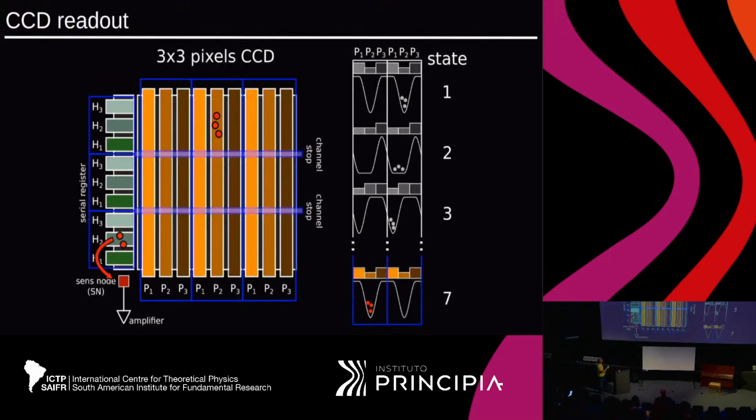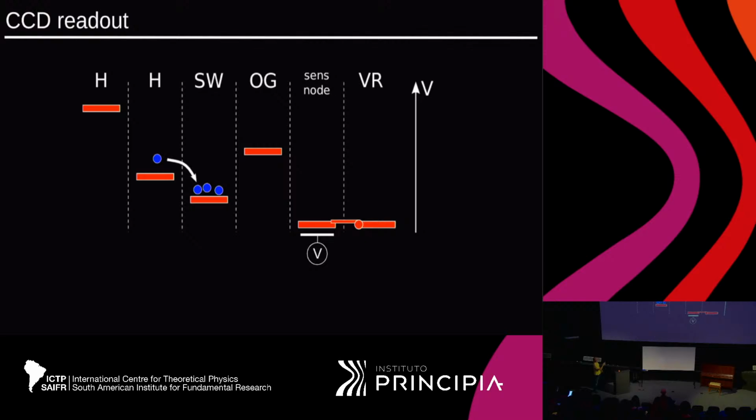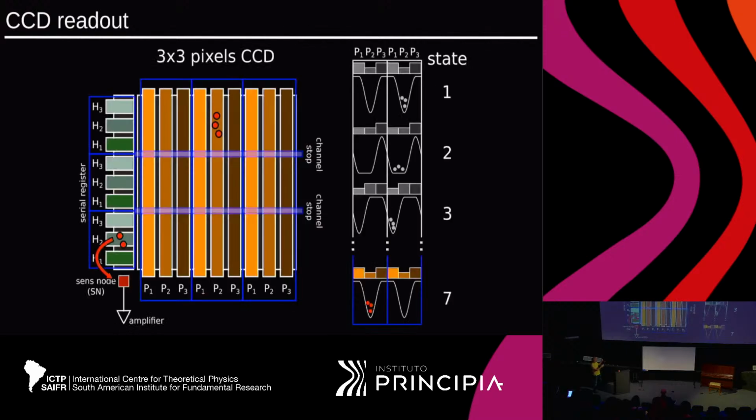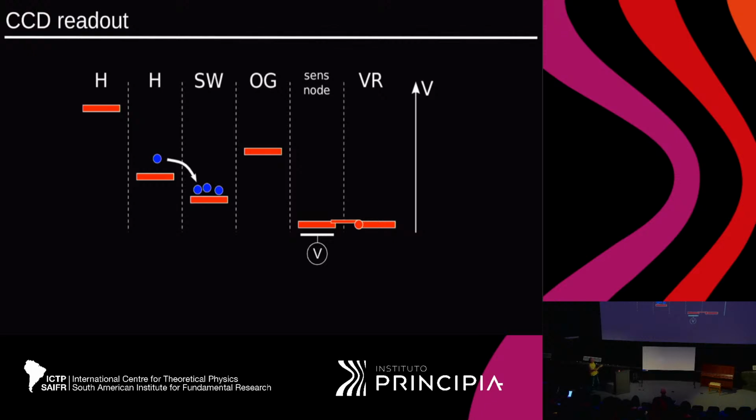So here, I told you that you move these things into a readout structure. So what's this readout structure? These H structures that I'm showing you here are the same as this. So we are moving the charge in this direction using this wave movement technique. Then at the end, you have this part of the CCD that allows you to measure how much charge was in the pixel.